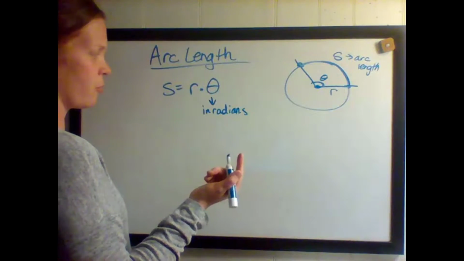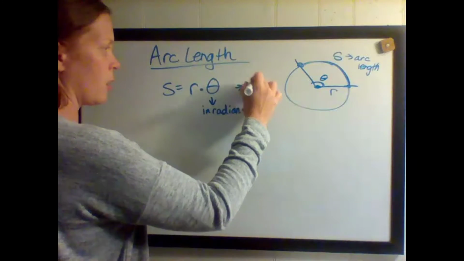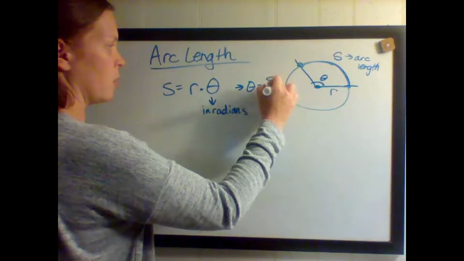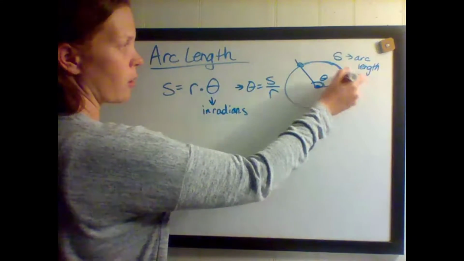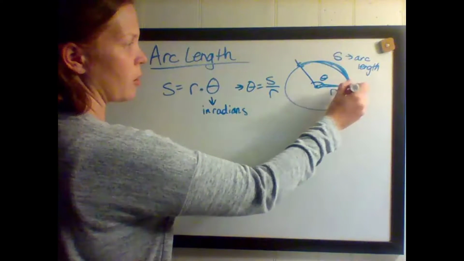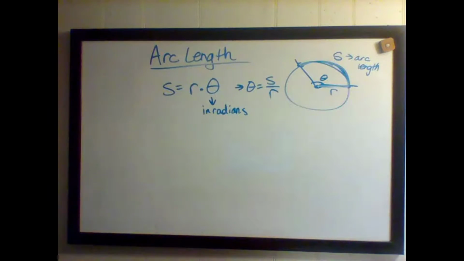The other version of this formula would be that theta would equal s divided by r. So whatever the arc length is divided by the radius, that breaks it up into what that angle would be.